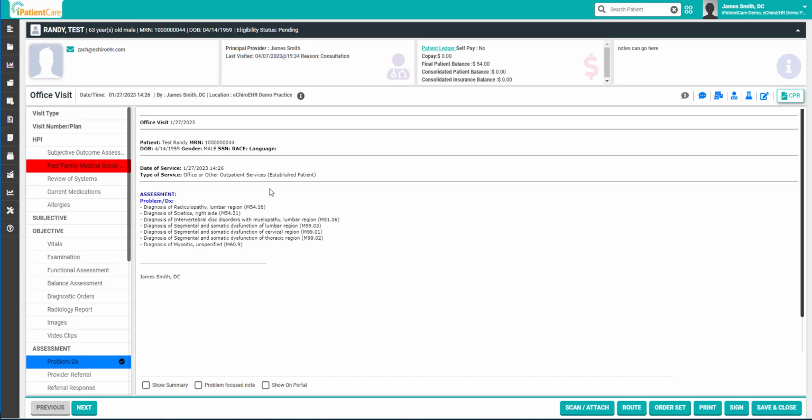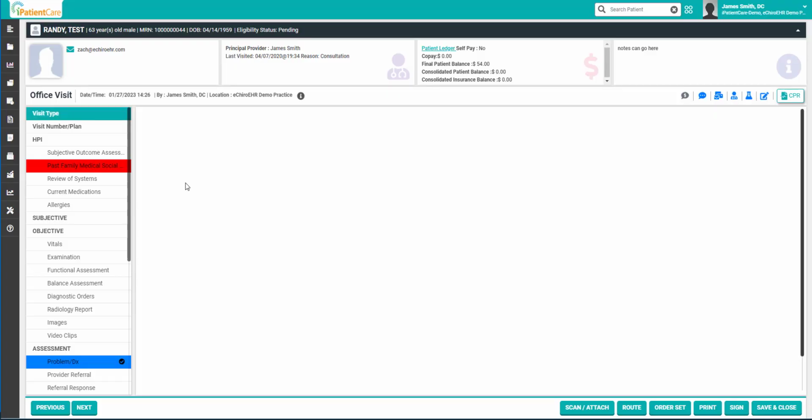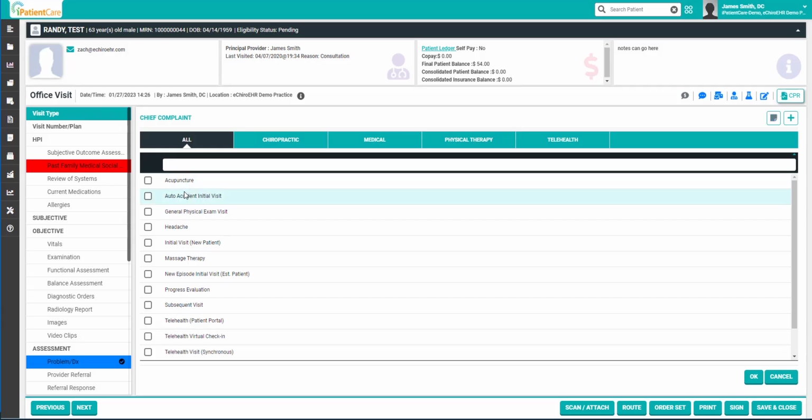So let's understand visit types within the iPatient Care system. And so we've got a patient record that's open, and you'll see on the left-hand side of the screen, visit type. We're going to simply select visit type. And what that is going to do is open up a group of options for us to be able to do two things to this note. Number one, it helps us identify the purpose of the visit.